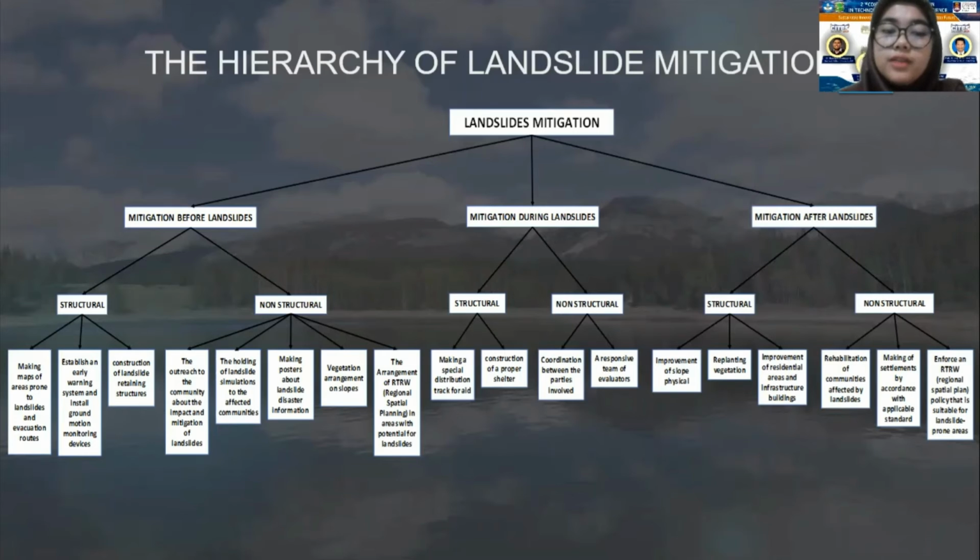There are four levels in the hierarchy structure of landslide mitigation. At the first level is the goal, that is the most important landslide mitigation. Then the second level is criteria, that is mitigation before landslide, mitigation during landslide, and mitigation after landslide. Then the second level is divided to be structural and non-structural. And the third and the fourth level is sub-criteria.